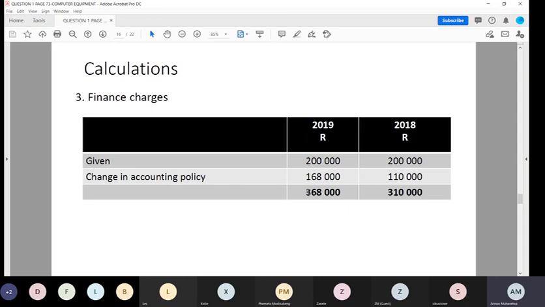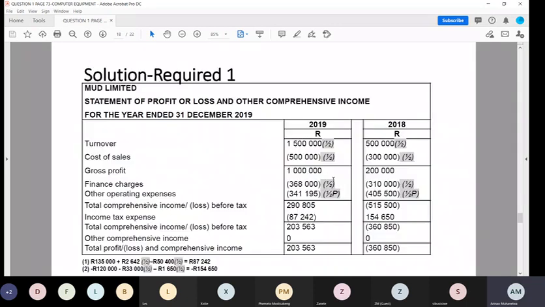So when you go to the statement of profit and loss, you should expect under finance charges to get 360,000 and 310,000. This has been calculated. Increased by the change in accounting policy, because a decrease in assets which were capitalized will lead to an increase in finance charges. All right. There is the solution. There's the 360,000 we're talking about and the 310,000. That's how it was calculated.